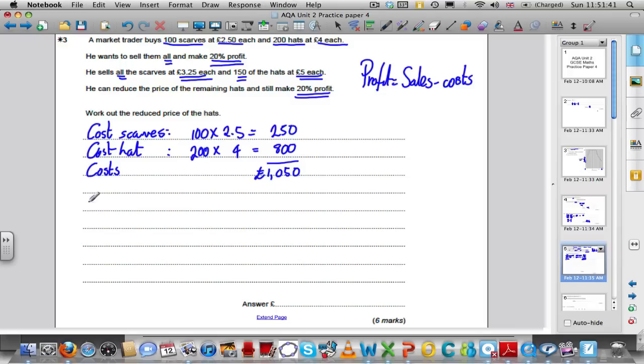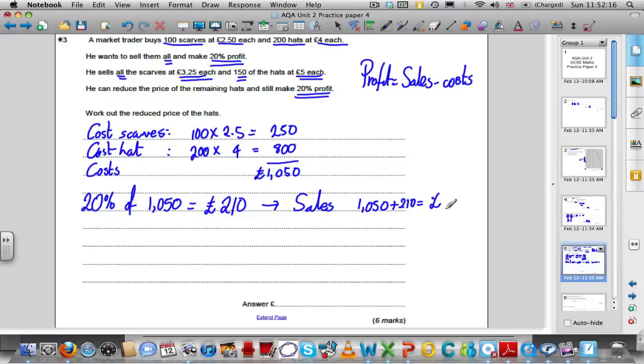Now, if he wanted to make a 20% profit, let's work out what 20% of his cost is. 20% of 1,050. Well, 10% is 105, so 20% must be double that, which is 210. So £210 would be 20% profit. So he needs to make sales of 1,050 plus the profit he wants of 210, so he needs to make sales of £1,260 if he is to make his 20% profit.